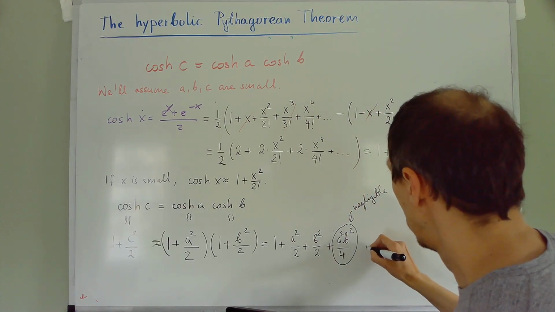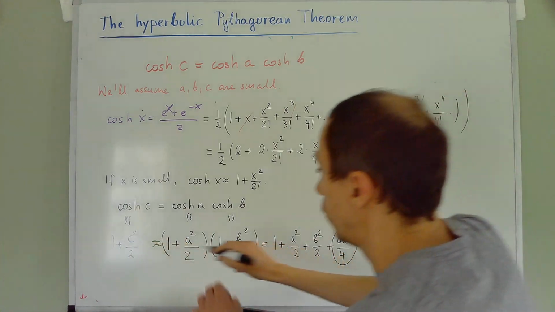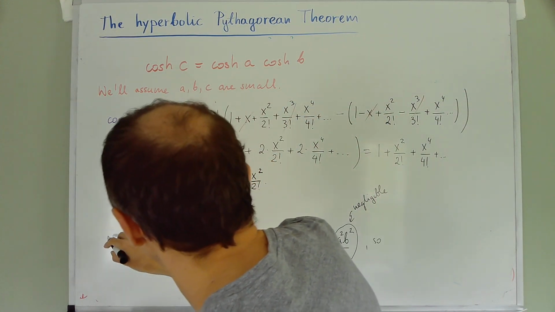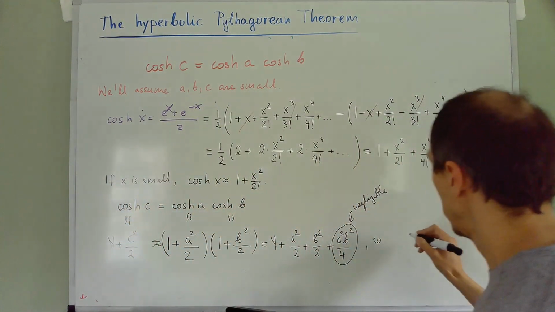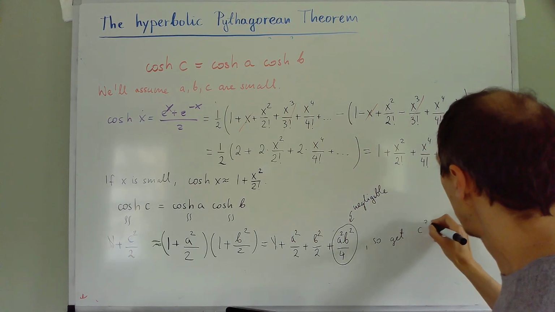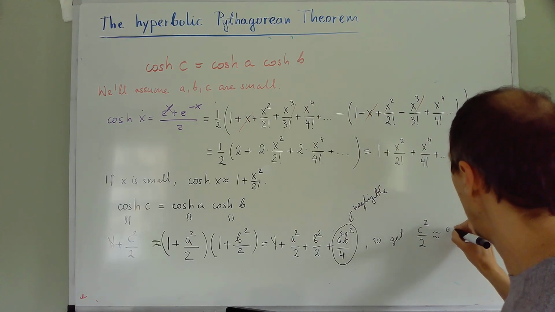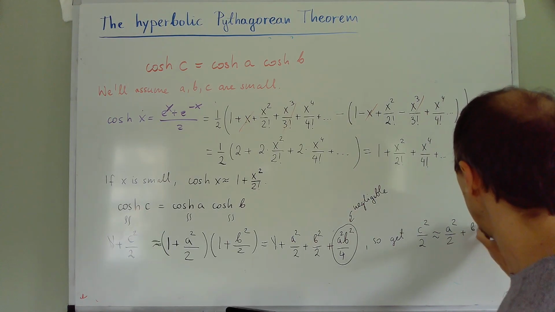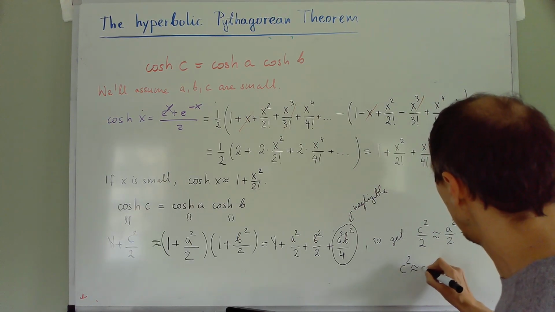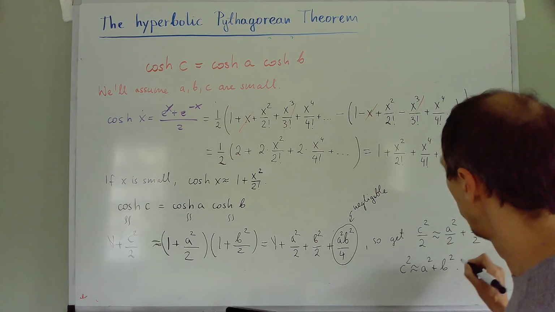So we get, and I cancel the 1s on both sides, that C squared over 2 is approximately equal to A squared over 2 plus B squared over 2. So C squared is approximately equal to A squared plus B squared.